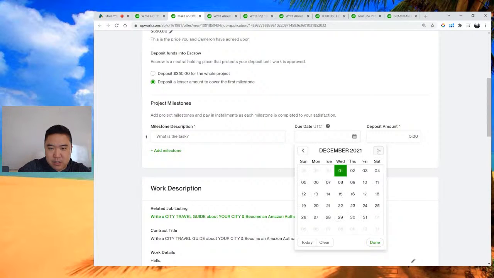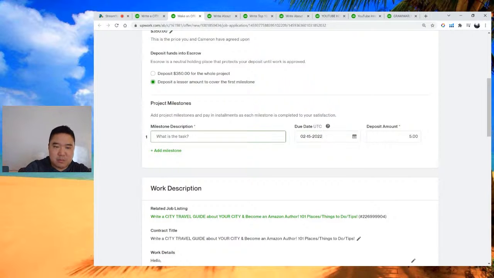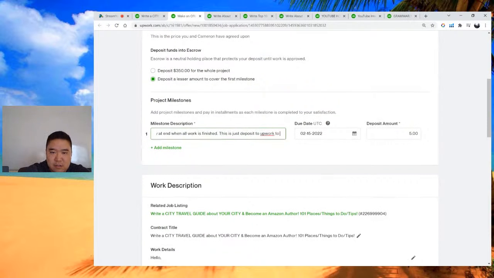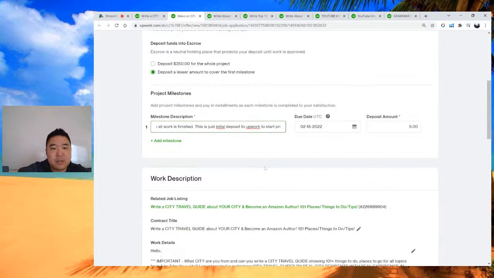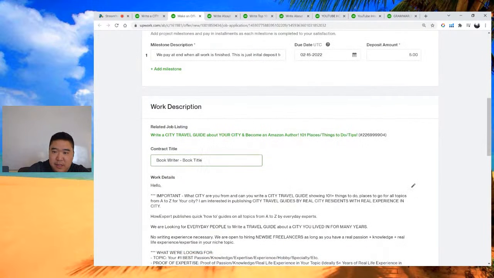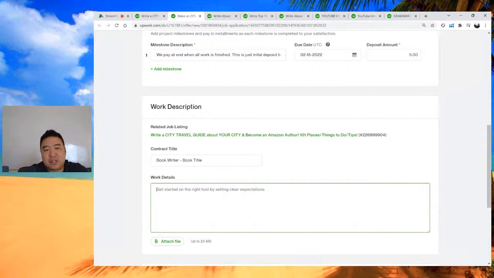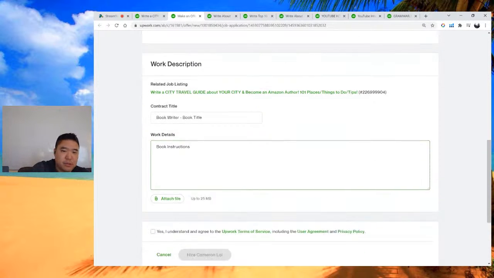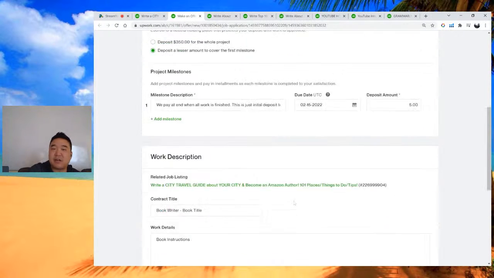Okay, due date, I usually do 3 months, 1, 2, 3, 15th, right? And then I just explain this is a milestone. No, we pay at the end when all work is finished. This is just a deposit to Upwork, or something like that, to start the project. You could put the contract title something different, like book writer and your book title. Then you can send the book instructions here. This is where you put the book instructions, and you just click yes and hire. That's all you do. That's hire writer.